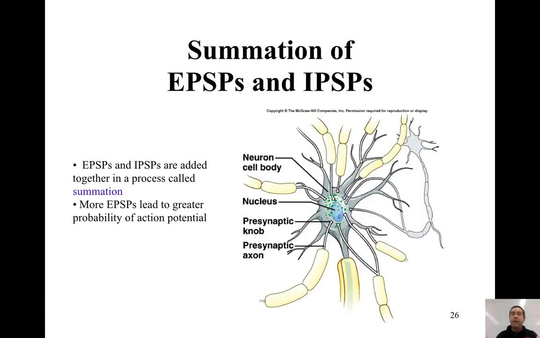So we have to add them all together through summation to determine whether or not that particular neuron is going to go through depolarization and so on and have an action potential, and that impulse is going to travel then down that neuron to the next step.